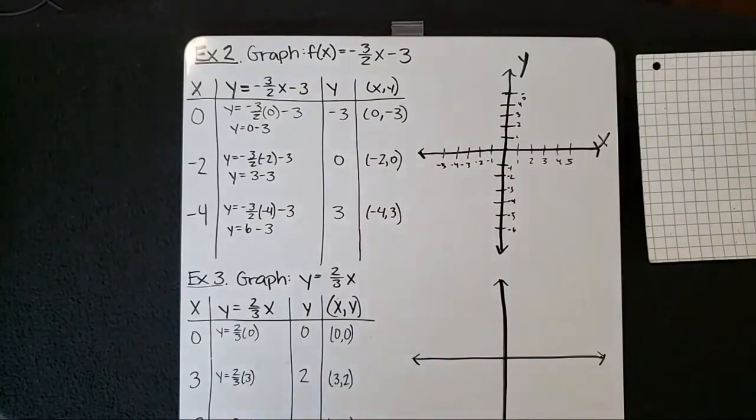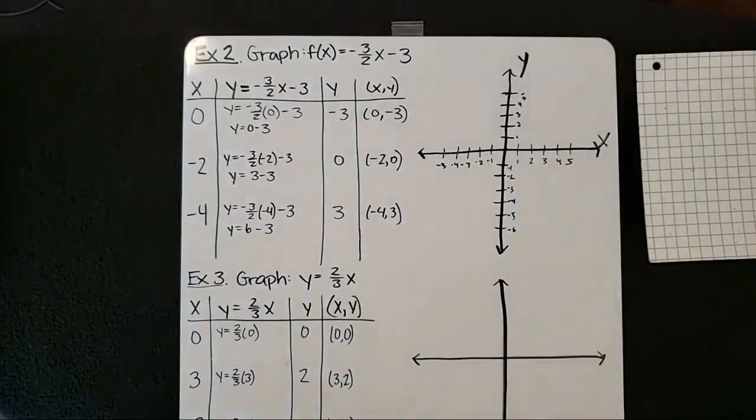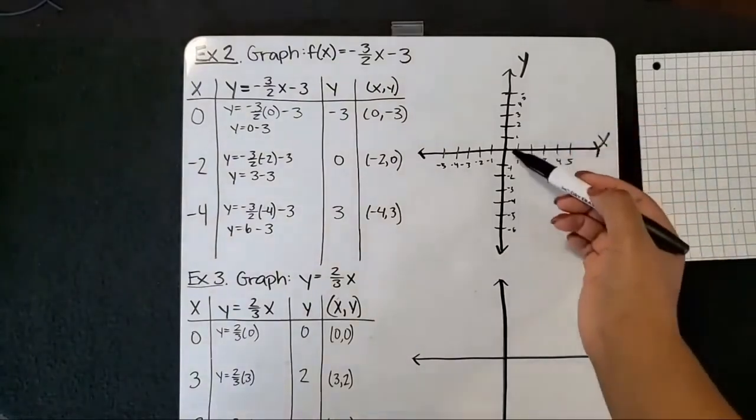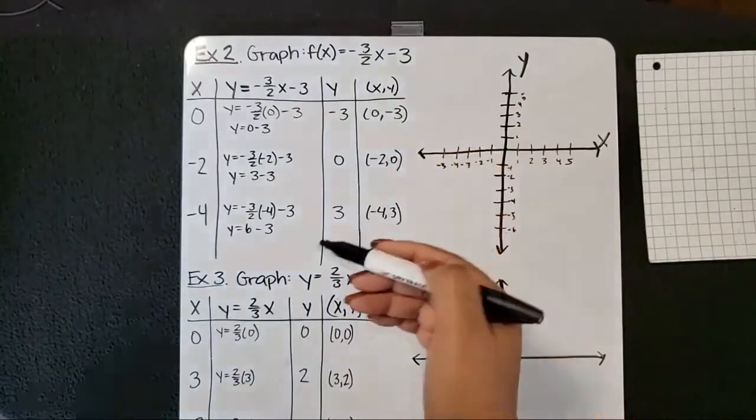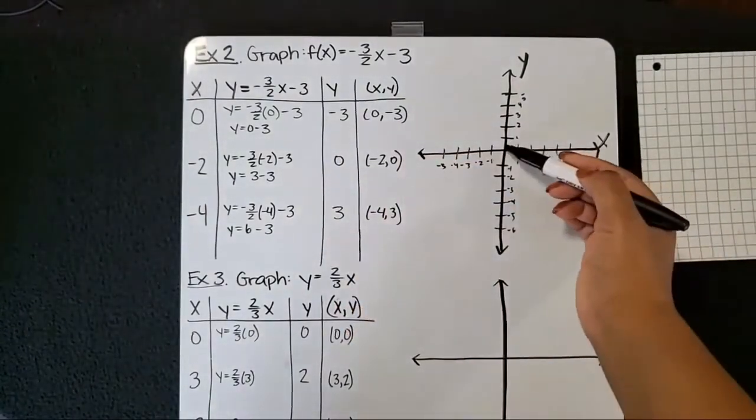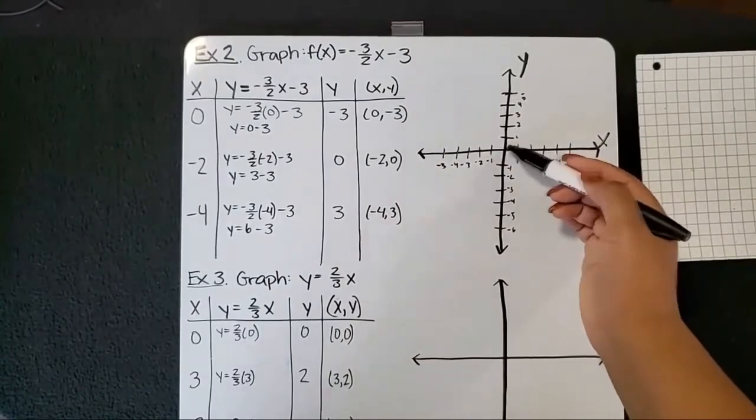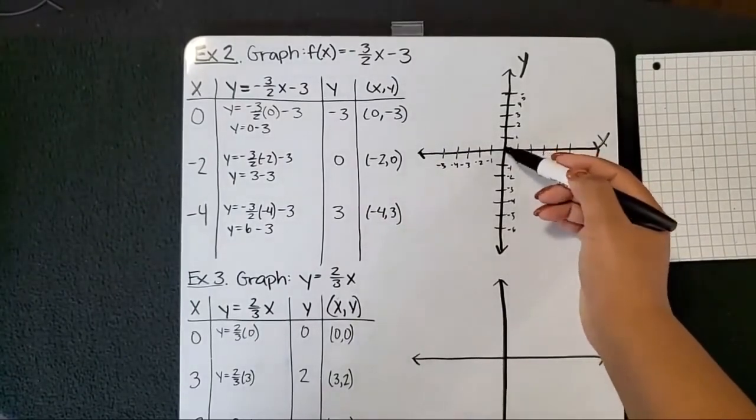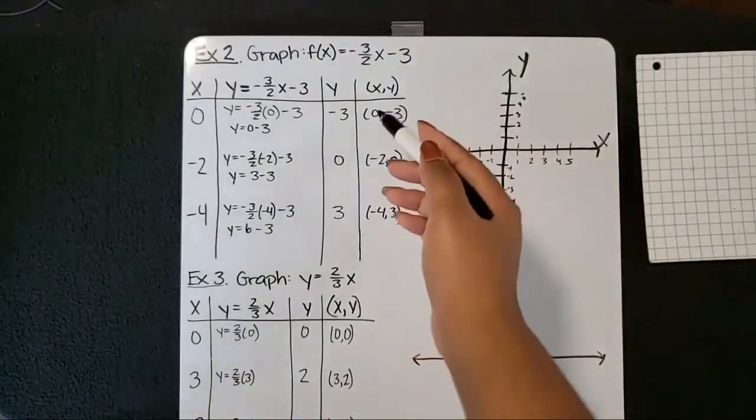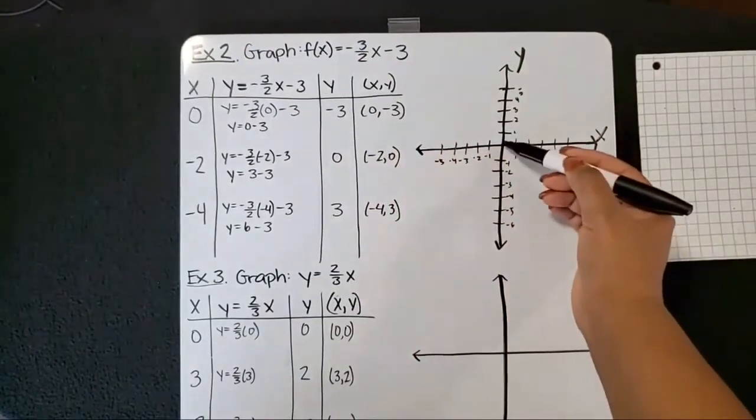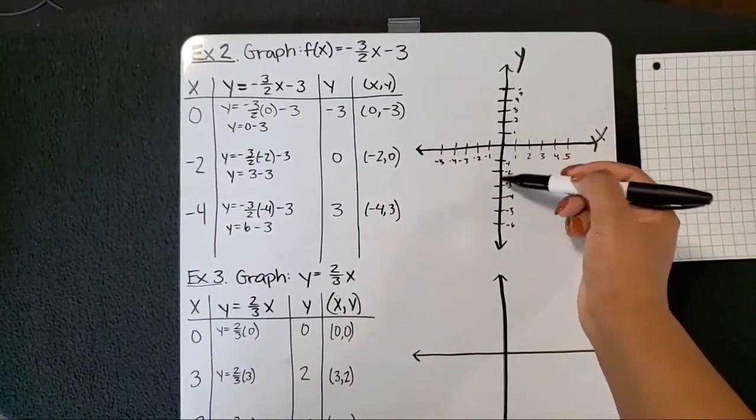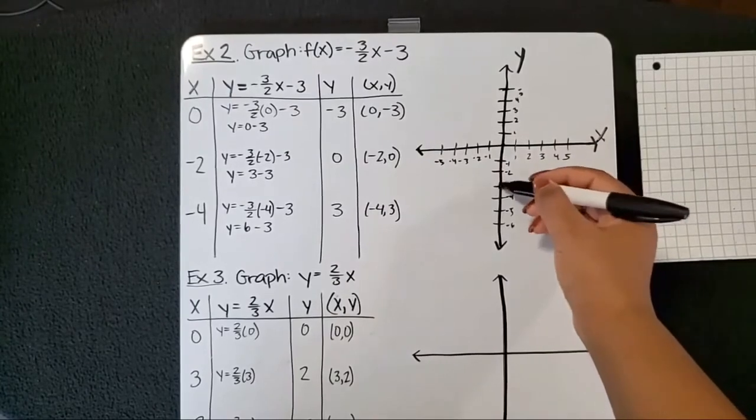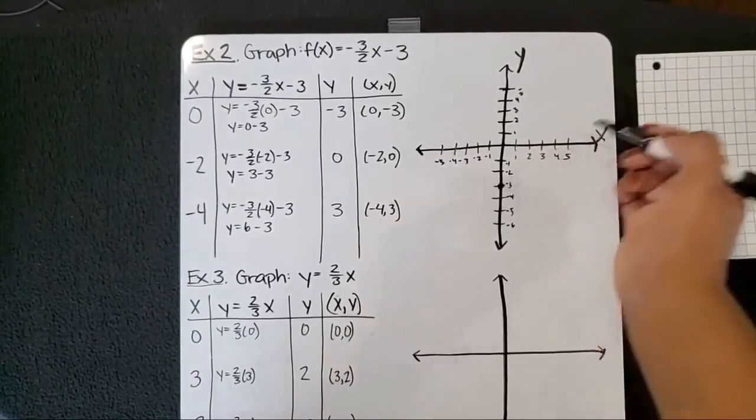So for the first point, we have 0, -3. So we always start from our origin. Whatever that first number is, that's what we go on the x-axis. So because it's 0, we don't go to the left or the right. We stay on the y-axis. And because the y value is -3, we stay at 0 on the x-axis, and then we go down to -3. So this is where our first point goes. This is 0, -3.